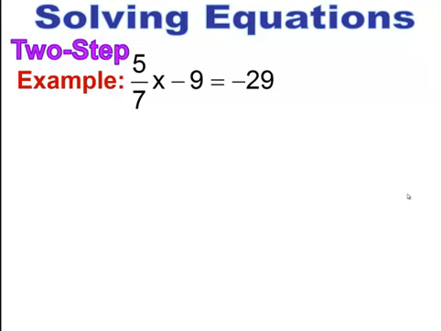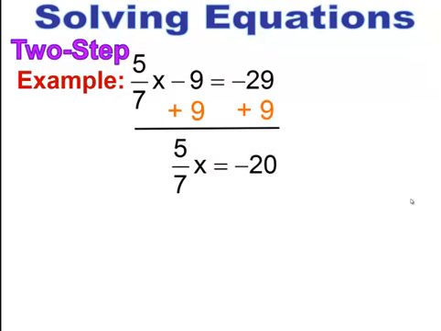So this next equation, you're going to see it's a two-step equation, but I have a fraction attached to the variable. Now, we don't want to work with what's attached to the variable first. We always want to do the opposite of the addition or subtraction first. So because I have subtraction here, I need to undo subtraction by adding 9 to both sides. So what's going to be left is that fraction that is attached to the variable, 5/7 x, and it's going to equal a negative 20.